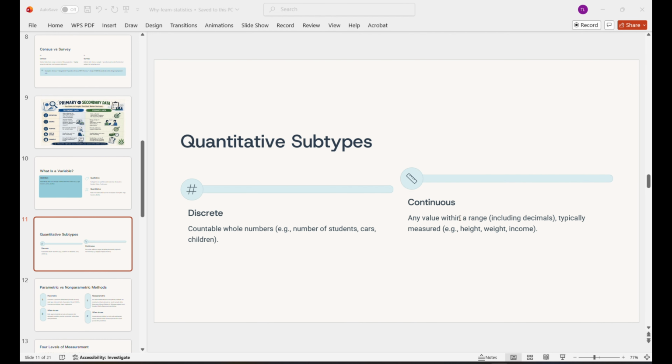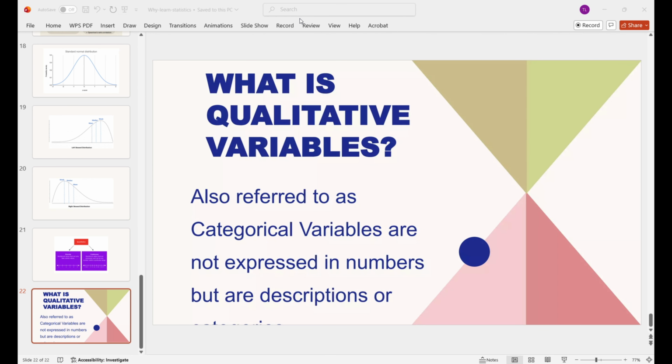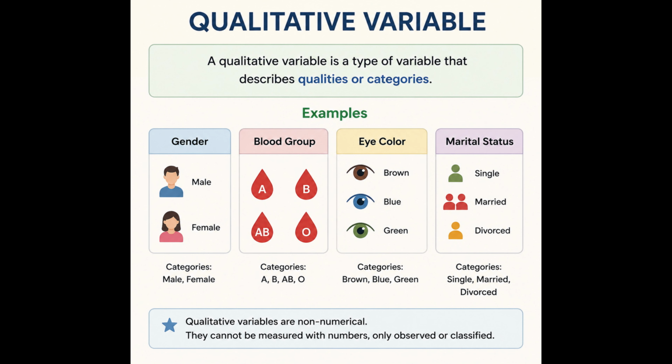Variables are mainly divided into two types. Qualitative variable, it describes qualities or categories, not numbers. You cannot measure or count mathematically, you just classify. For example, gender. Gender has male or female. Color. Color can be red, blue, or green. These are labels, not numerical values.